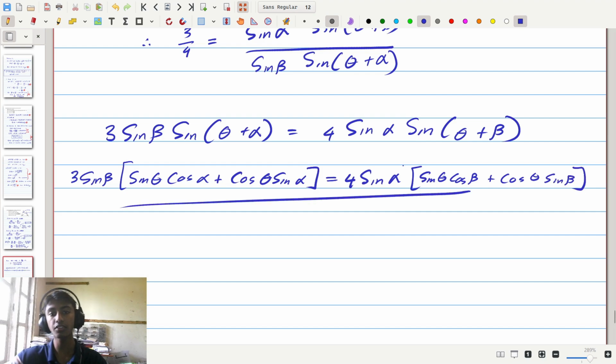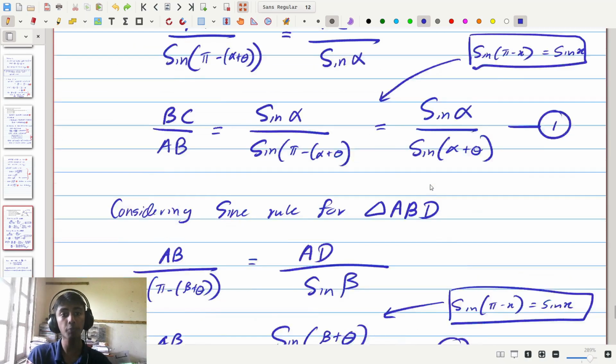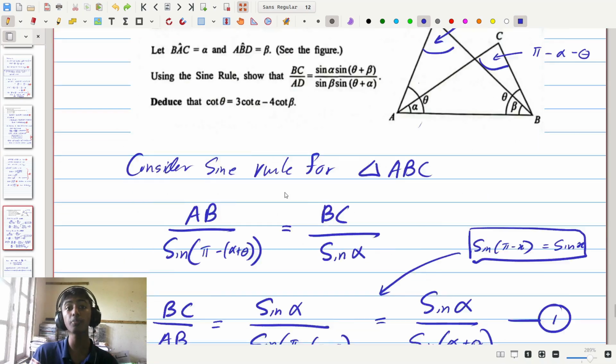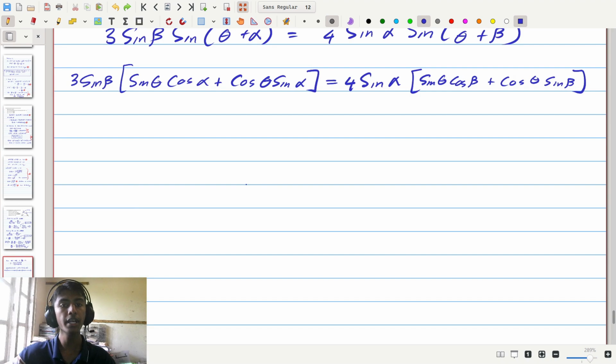Now here we can see in all of this we have sine beta, sine alpha, and sine theta. We also have cos alpha, cos theta, and cos beta. But in the expression that we had up here, we had only cot theta, cot alpha, and cot beta. Now as we know, cot theta is simply cos theta divided by sine theta. Cot alpha is simply cos alpha divided by sine alpha. And cot beta is simply cos beta divided by sine beta. So in order to get those values, what we're going to have to do is to divide all of the sine beta, sine alphas, and sine thetas out of this expression.